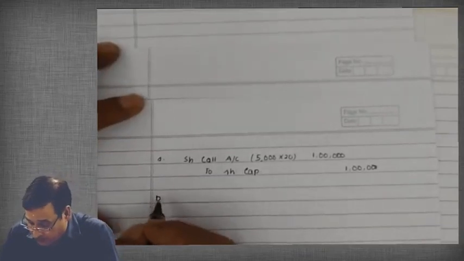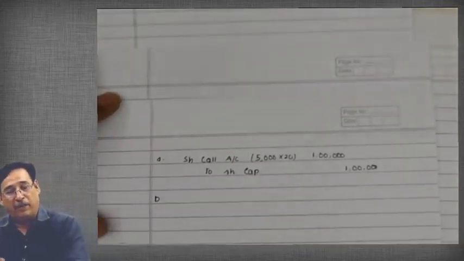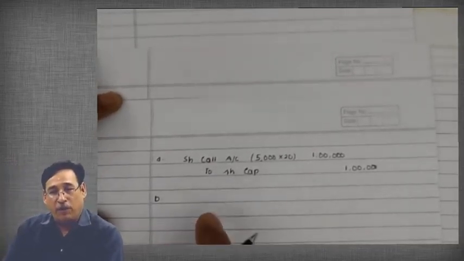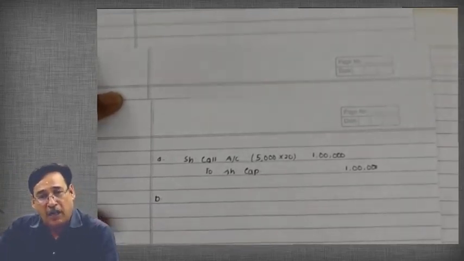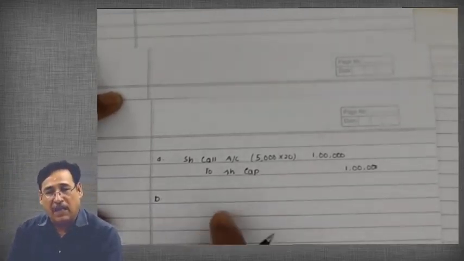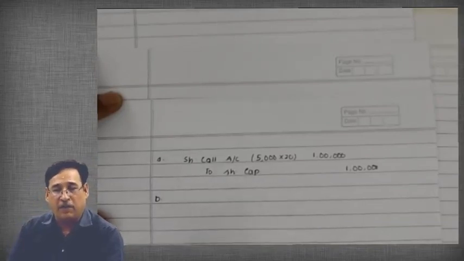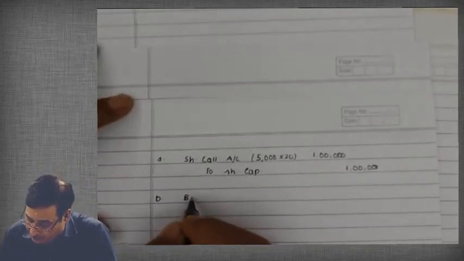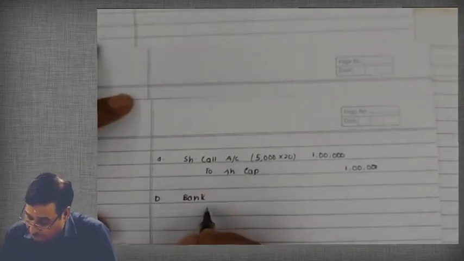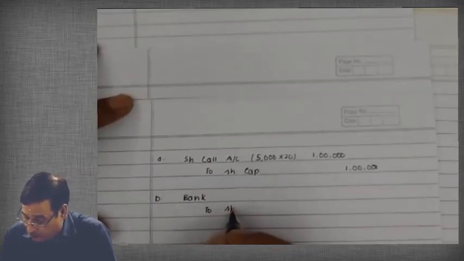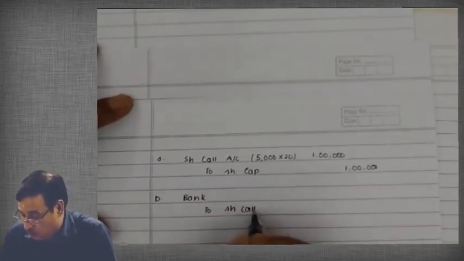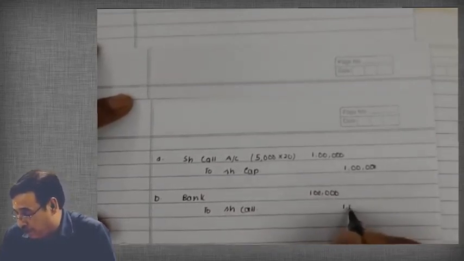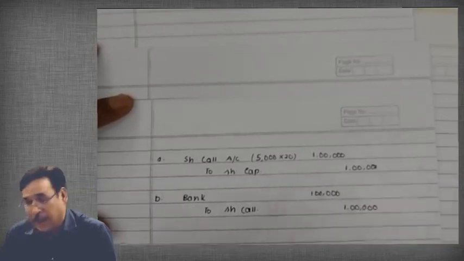If question would have stated that director decide to make the shares fully paid by making a call, it means I am going to make the shares fully paid by charging the amount from them. So this time it means it is not a case of simultaneous bonus issue, correct? So my entry would have been bank account debit instead of reserves, bank account debit to share call account. This difference would have taken place and rest of the entries would have remained same.